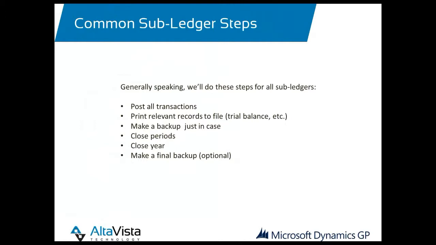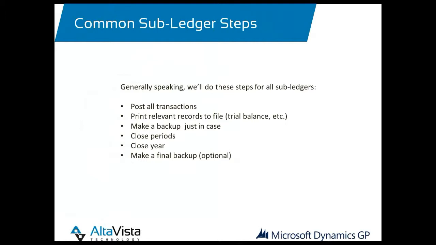In general, these are the typical things that we will do for each subledger. So whether we're talking about inventory, payables, or receivables, these are the typical steps. Obviously, this will be a little different, a little variation for each subledger module, but you get the idea. So what we're generally going to do is make sure we have all of our transactions posted for the prior year. Makes sense.